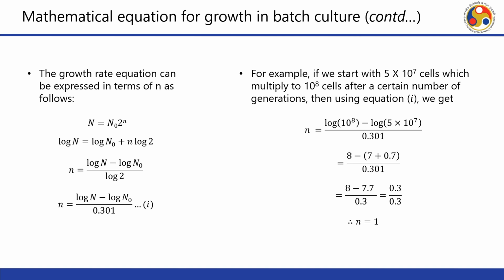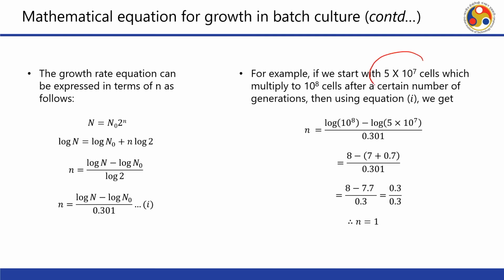So, the growth rate equation can be expressed in terms of n as follows: N is equal to N naught into 2 to the power n. If you take log on both sides, we can derive that n, the number of generations, is equal to log of the final cell number minus log of the initial cell number, divided by a constant 0.301. Now, let us have some calculation for an example.